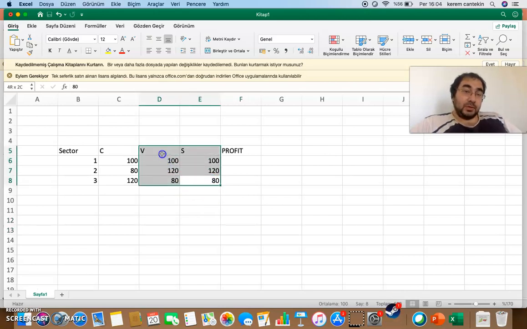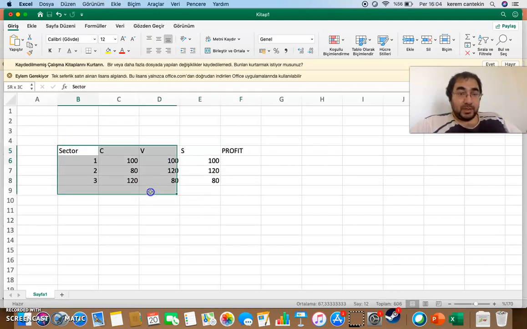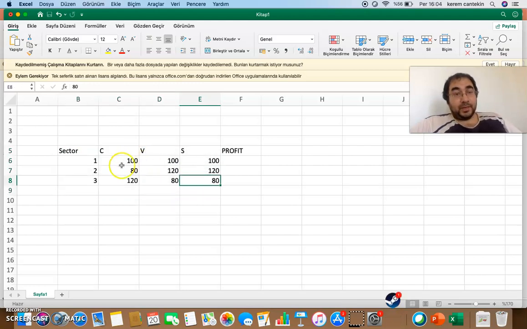But assuming exploitation rates are the same and there is no capital mobility between the sectors, if the value of constant capital is 100 and the value of variable capital is 100, surplus value with a 100% exploitation rate will necessarily be 100. Again, if constant capital is 80 and variable capital is 120, the surplus value is 120. If constant capital is 180 and variable capital is 80, the surplus value will be 80.